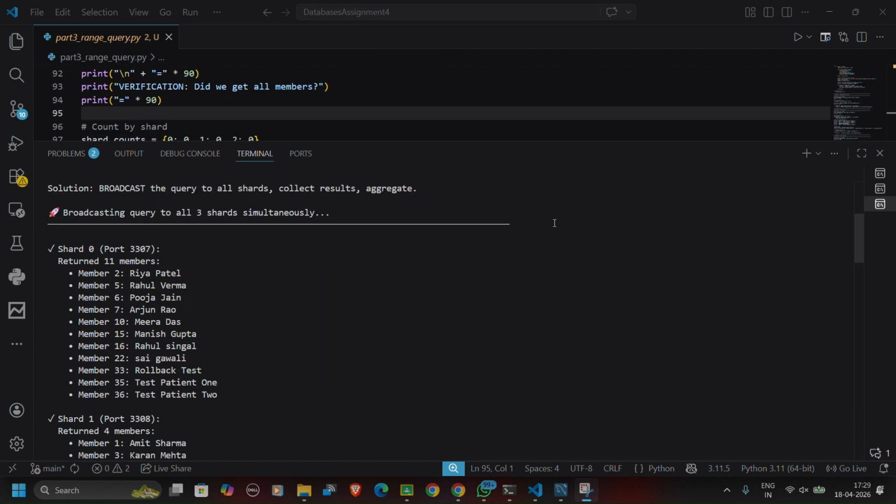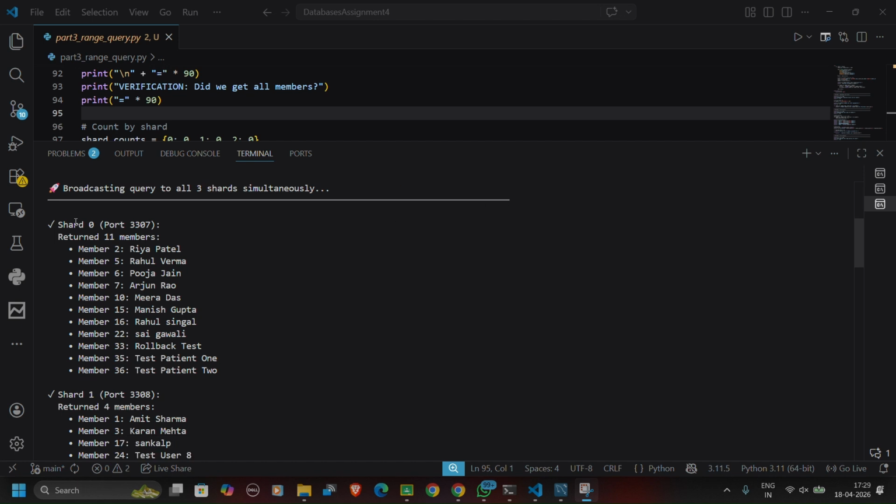Now let's look at the range query requesting all members across the entire system. Since members are distributed by hash, we don't know which shard they belong to without looking for members. So the solution is broadcast. We send the query simultaneously to all 3 shards. Each shard searches its local table and returns its members. Shard 0 has 7 members, shard 1 has 3, shard 2 has 7, something like that. The application layer collects these results and aggregates them into the complete list.